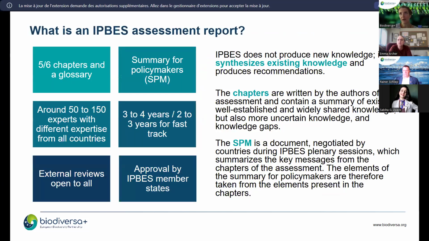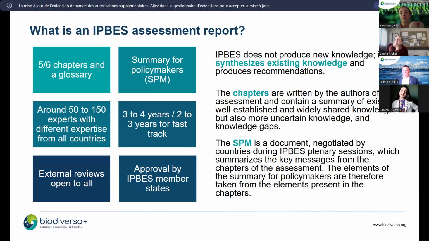And what is an assessment report? Usually an assessment has a glossary and 5 to 6 chapters, and then there's a summary for policymakers. It's important to note that IPBES does not produce new knowledge. It synthesizes existing knowledge and then produces recommendations based on that.